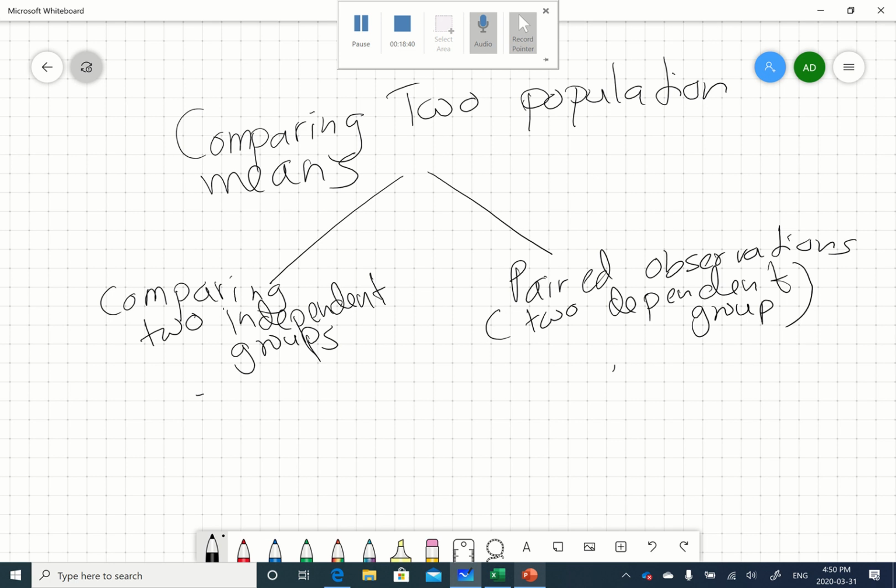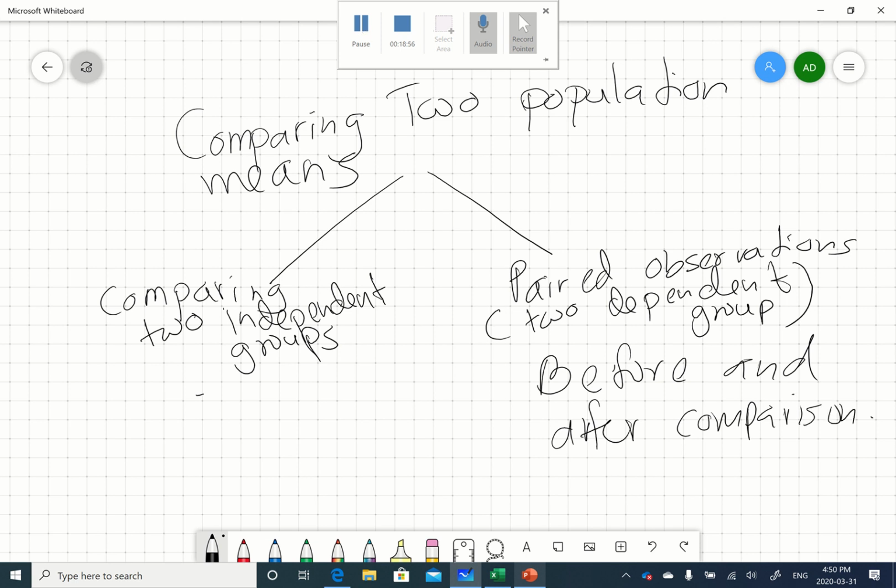So before and after comparison often goes under the dependent category, paired observations. Let's say that we have several students enrolled in a certain program, and then we've introduced some new workshops for them, APA workshops and some other workshops, and then we want to know whether those workshops have improved the knowledge of those students.